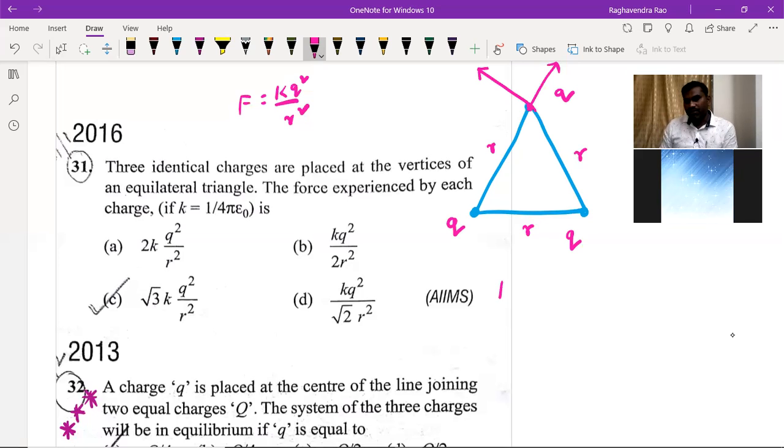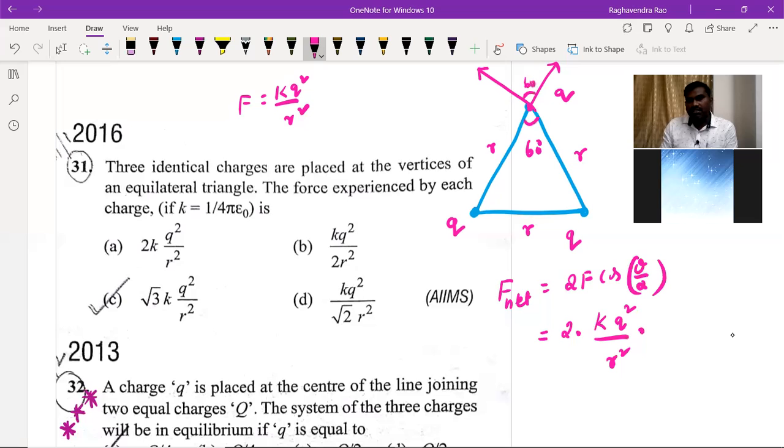Now, net force will be equal to 2F cos theta by 2. Equal forces means we already discussed 2F cos theta by 2. Now this is 2 into the F value. In terms of K only the options are there, so we can keep the K value: K Q square by R square into cos theta by 2. What is this angle? Equilateral triangle, 60 degree.